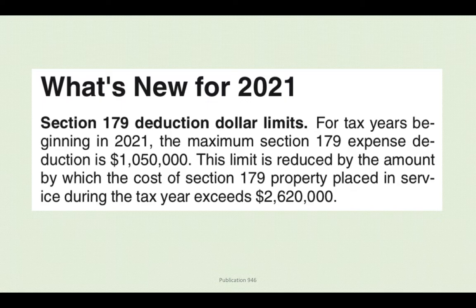So what's new in 2021? For years beginning in 2021, the maximum Section 179 expense deduction is $1,050,000, and this limit is reduced by the amount of Section 179 property placed in service exceeding 2.62 million. So that's the limit that increased in 2021. However, in this video, I have some examples from the IRS website which use 2020's numbers, so there will be slightly different numbers there.